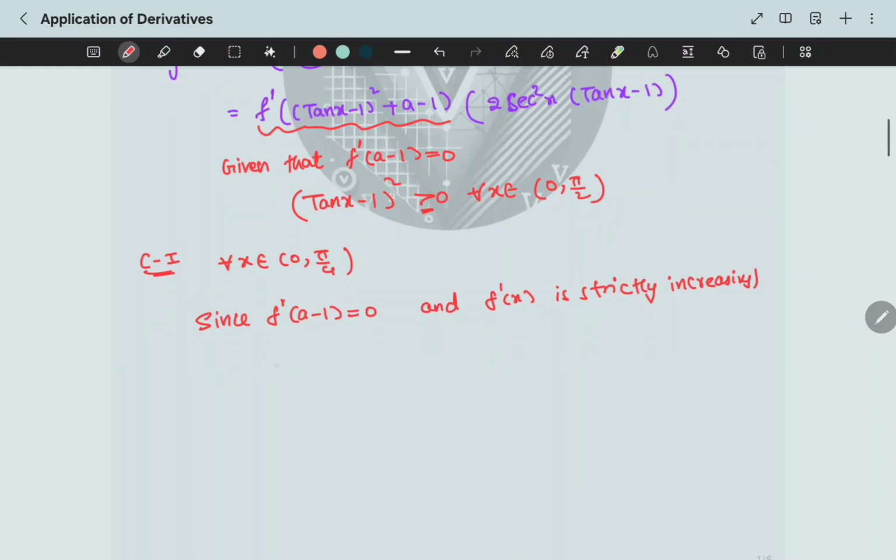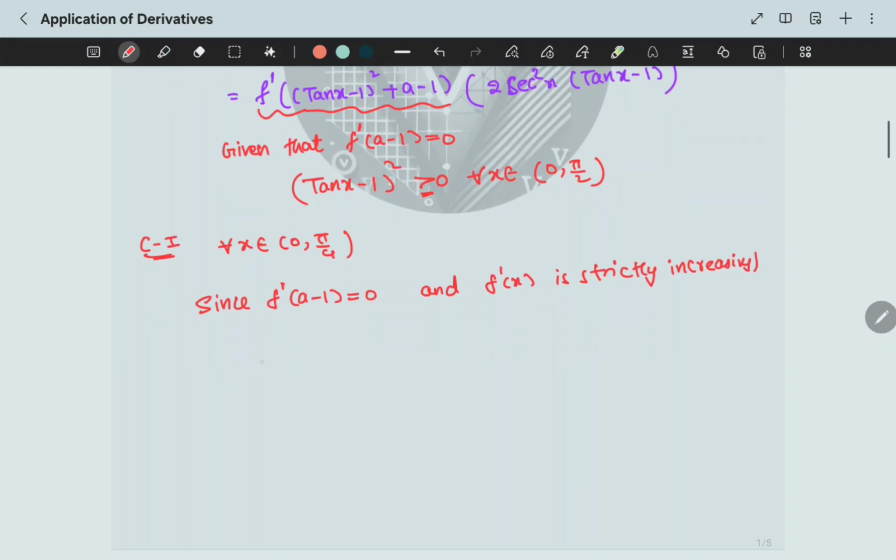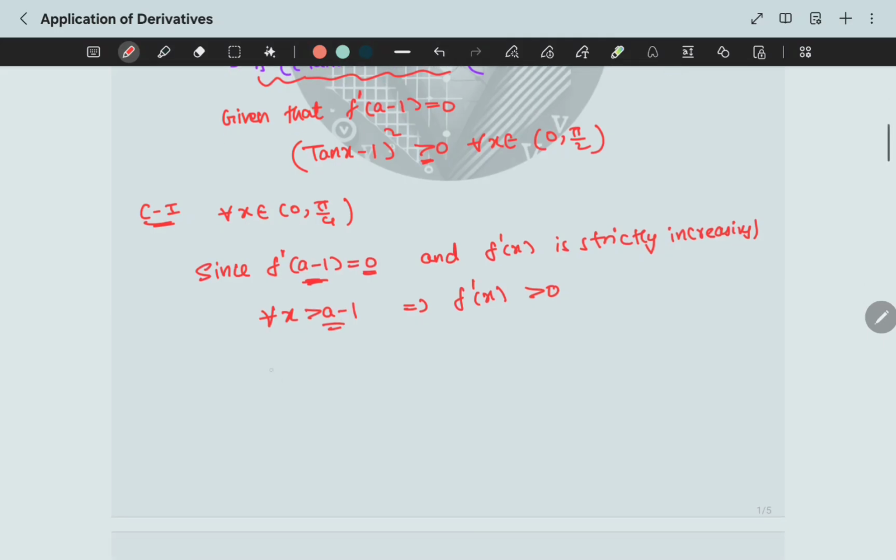right? Now listen to this statement clearly. For all x greater than a minus 1, can I say f dash of x will be greater than 0 for all x greater than a minus 1? Yes, because it's a strictly increasing function. At a minus 1 this value is 0. So for any value of x greater than a minus 1, this value should be greater than 0, and for all x less than a minus 1, f dash of x should be less than 0.